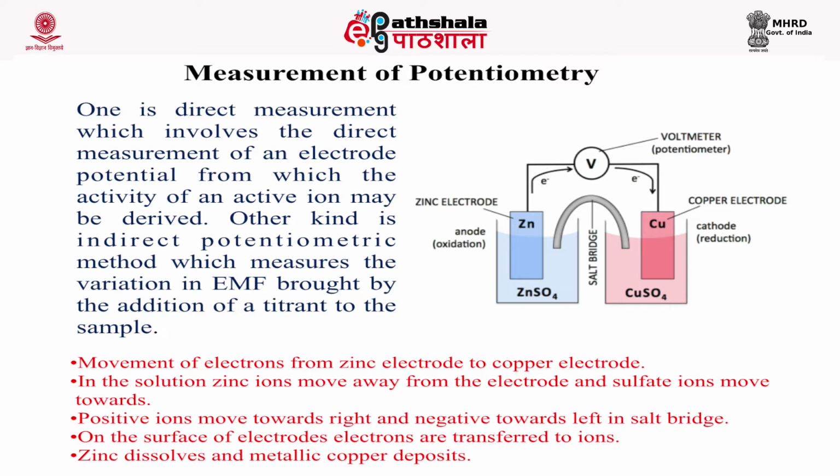The basic setup of a potentiometer is shown in the figure. During the discharge process, electrons move from the zinc electrode to the copper electrode. In the solution, zinc ions move away from the electrode and sulfate ions move towards it. Positive ions move towards the right and negative ions towards the left in the salt bridge. On the passage of electrons, electrons are transferred to ions. Zinc dissolves and metallic copper deposits.